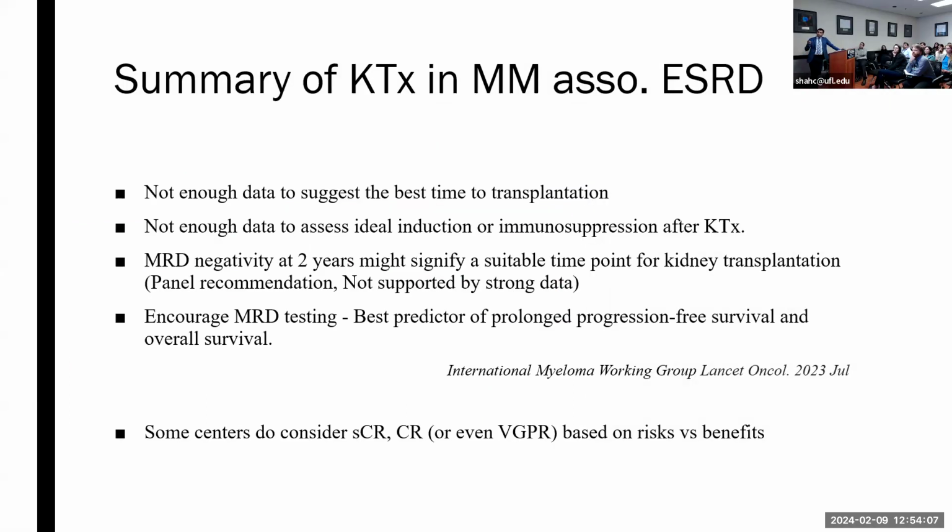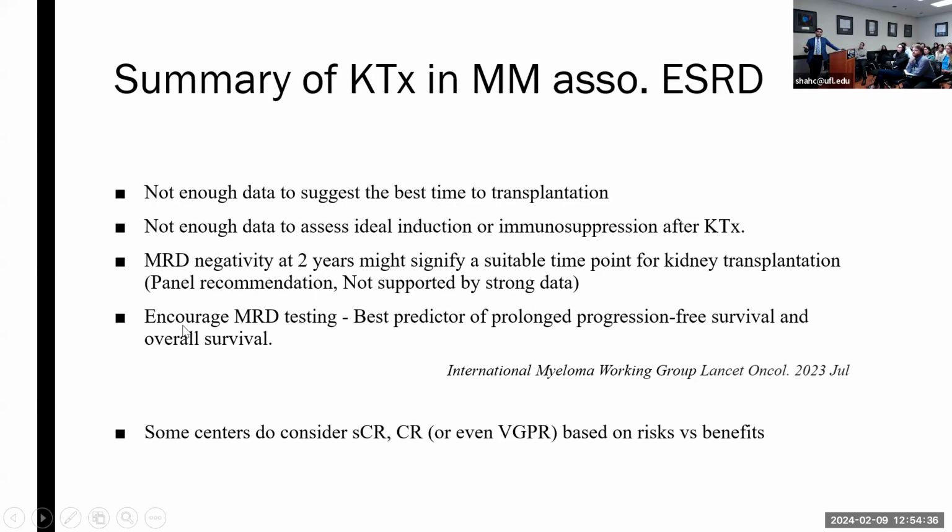So what does the myeloma work group say about kidney transplantation? Again, recently published, they suggest we do not have enough data to suggest the best time for transplantation. We do not have enough data to suggest ideal induction or immunosuppression regimen for kidney transplantation, but they recommend that patients with MRD negativity at 2 years might be a suitable time for kidney transplantation, and it is just a panel recommendation and is not supported by strong data.